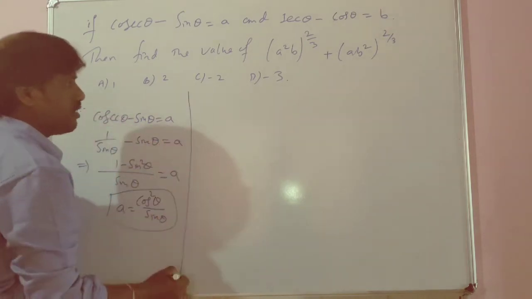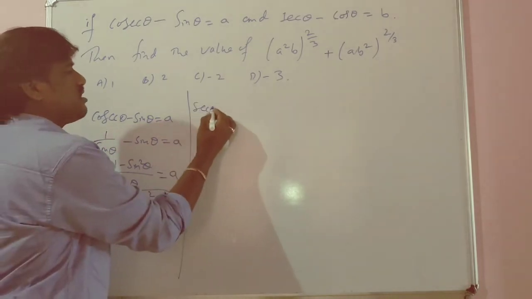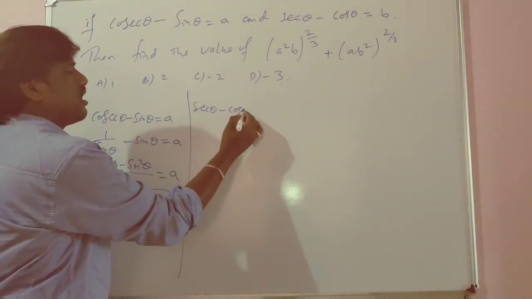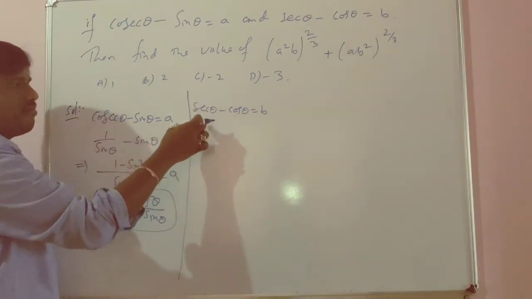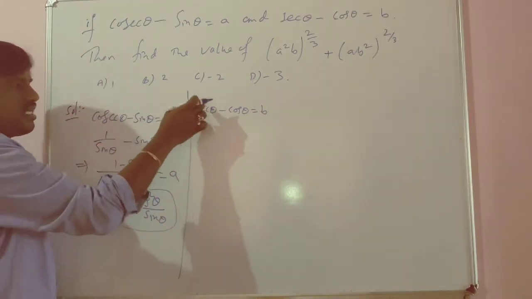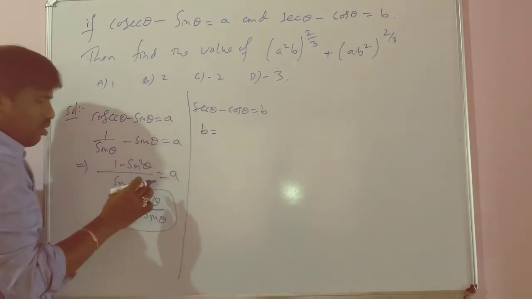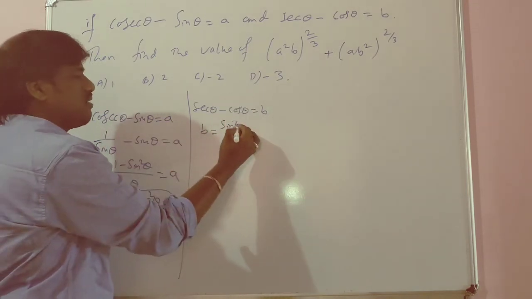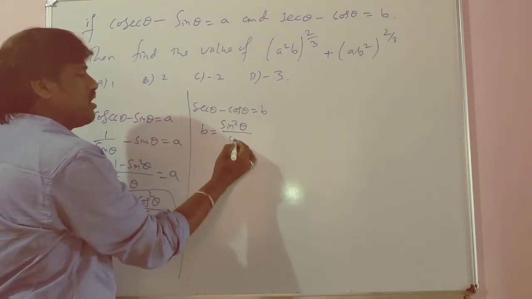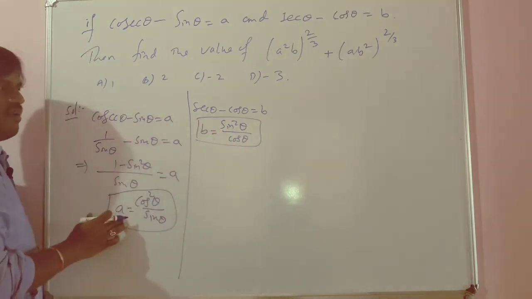Now let us go for the B value also. Let us find the B value. They gave that sec theta minus cos theta is equal to B. If I apply the same way, sec theta I can write as 1 by cos theta. So I am going to get the B value will be sin square theta, because 1 minus cos square theta is sin square theta, upon cos theta. So B value is this, and this is the A value.